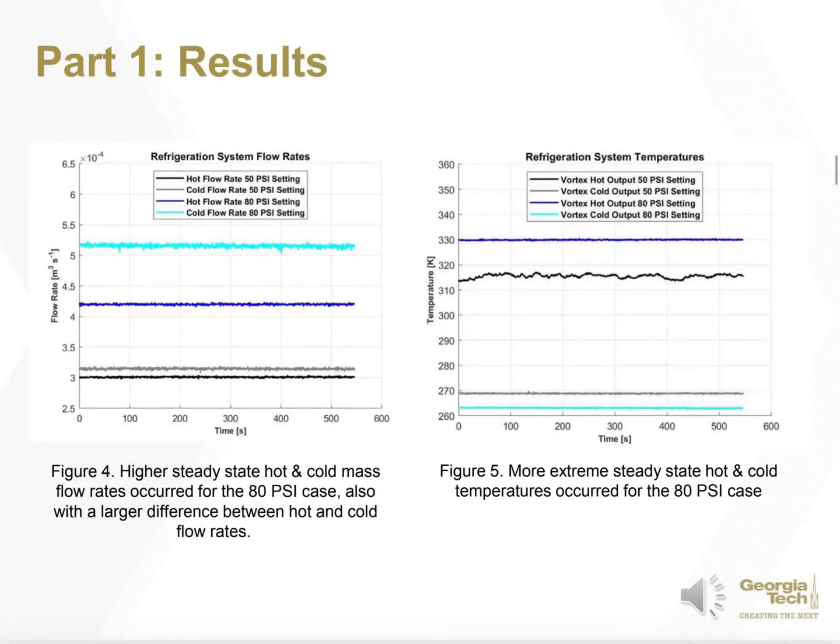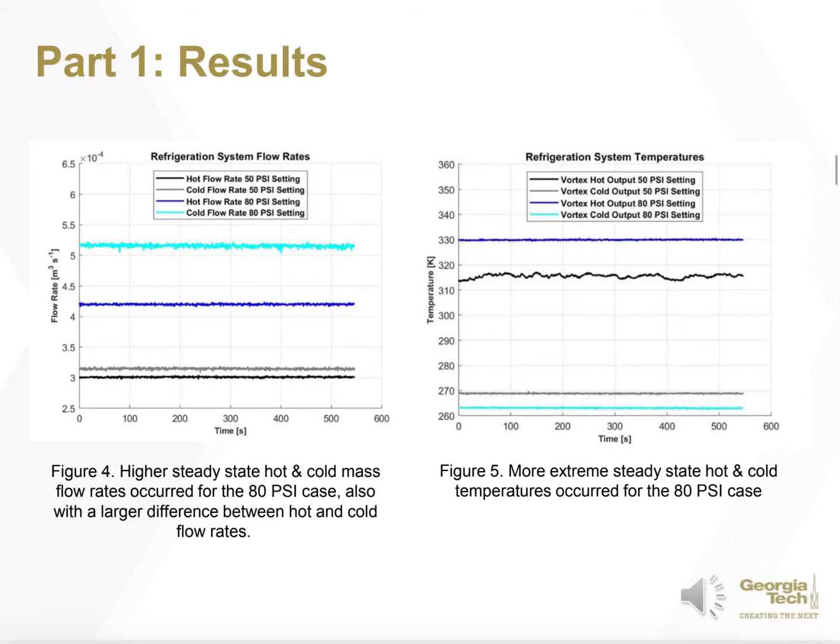On this slide, we have plotted the rest of our steady-state data. On the right are our vortex hot output temperatures and vortex cold output temperatures for both the 50 psi and 80 psi cases. 3 of these temperature readings are very consistent. However, the vortex hot output temperature for the 50 psi case fluctuates up and down quite a bit throughout the steady-state trial. Therefore, we can have a great deal of trust in all of the steady-state vortex output temperature values, except for the hot output temperature in the 50 psi case. As such, the 50 psi case data should be analyzed with caution.